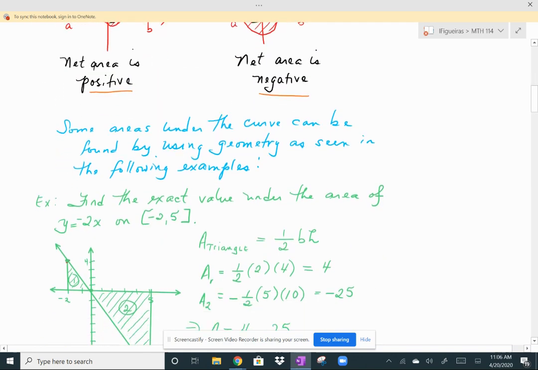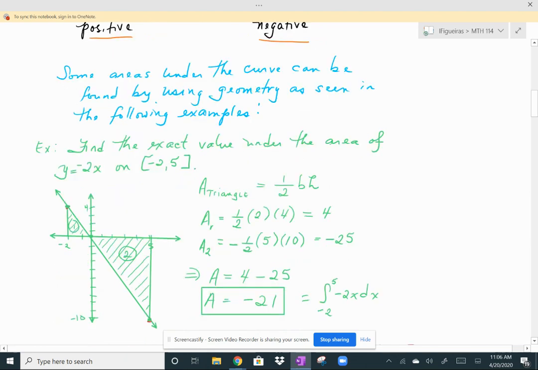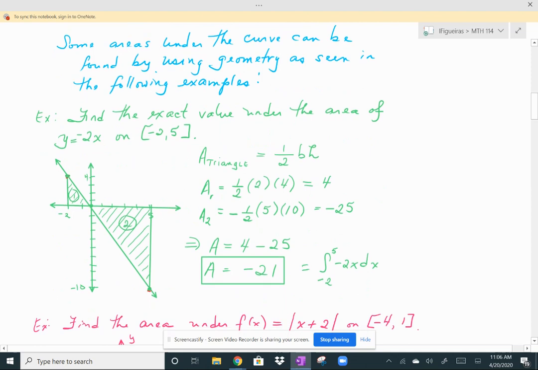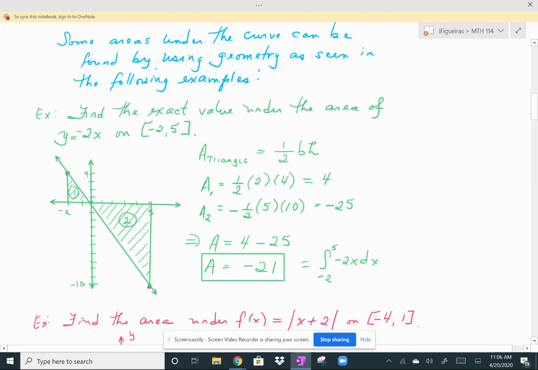There are some areas that we can compute geometrically, and that depends on the type of curve that it is. So if you end up with a shape that you know a formula for, such as a rectangle, a triangle, a trapezoid, a circle, or a semicircle (otherwise it wouldn't be a function), then you can compute those with methods that you've learned in the past.